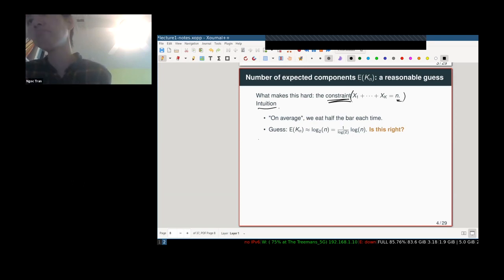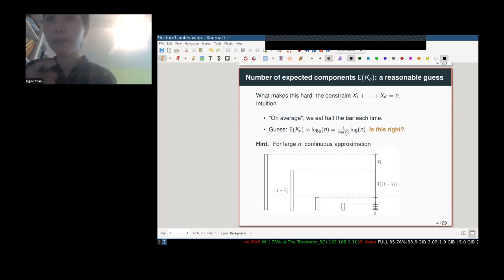Okay, so here's an intuition that we talked about before: on average, we eat half the bar each time. The guess sounds good. The question is, is this correct? This is where we should go away from the discrete world and think about what happens when n is really large. The advantage of working with large n is that I can use a continuous approximation.